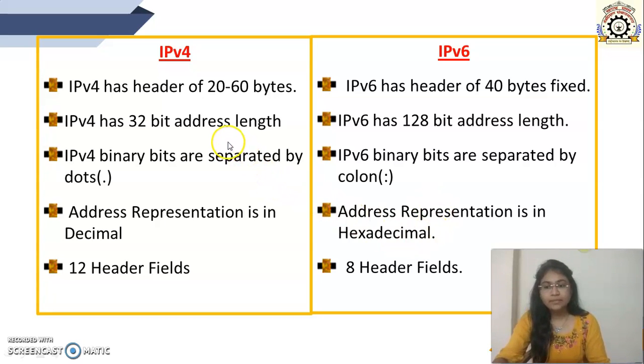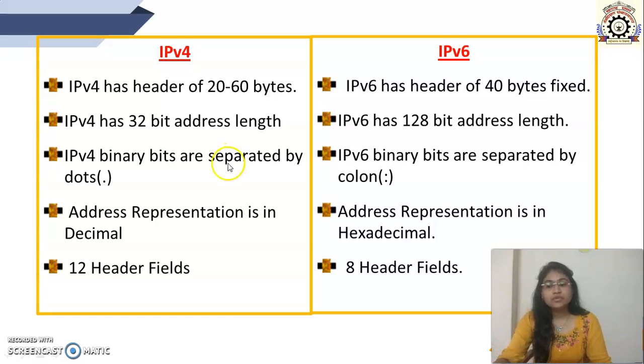In the case of IPv4, we are using a 32-bit address length. It means that the source and destination both have an address length of 32 bits. But in the case of IPv6, the source address and destination address both have a size of 128 bits. Because of this, the address space increases and you are able to connect more computers in that network.